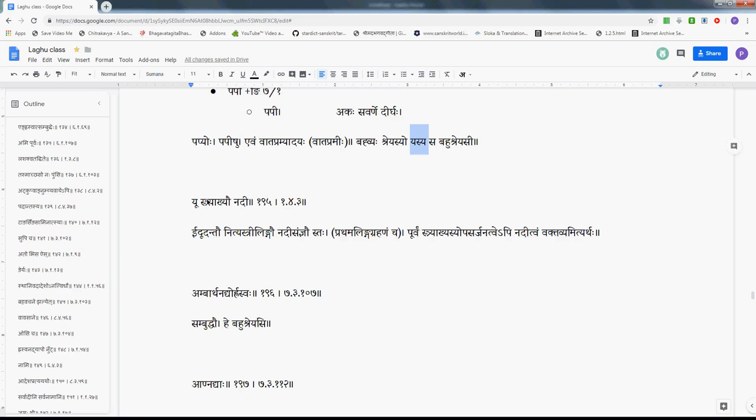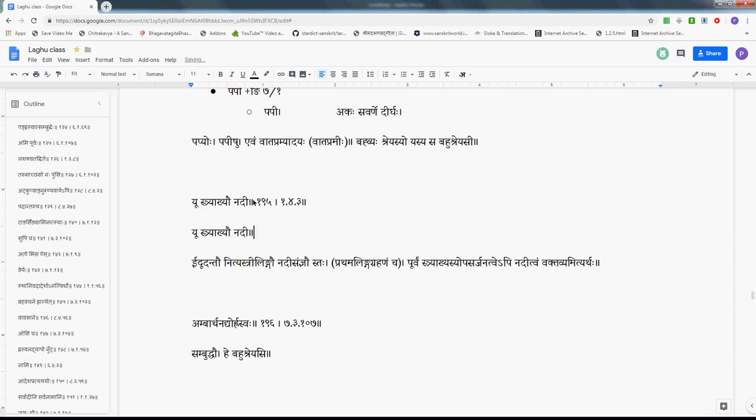Bahushreyasi is Pullinga. Therefore, it is not having Striyakhya. Although it is U, it still is not Striyakhya. Therefore, it will not get Nadi Sanya. So, mark this sutra. We've discussed this.